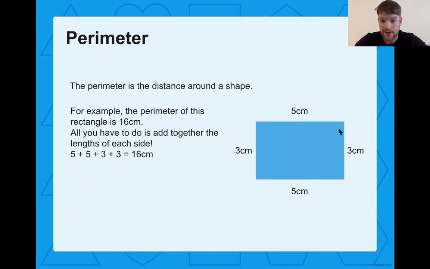So in a rectangle, there are only 4 sides. So we'd add up the length of those 4 sides. And we get 5 plus 5 plus 3 plus 3, and we get 16 centimeters. So the perimeter is 16, which means the distance or the length around the outside of the shape is 16. So we have 3 plus 5 plus 3 plus 5. The whole distance around there is 16 centimeters. That's the perimeter.